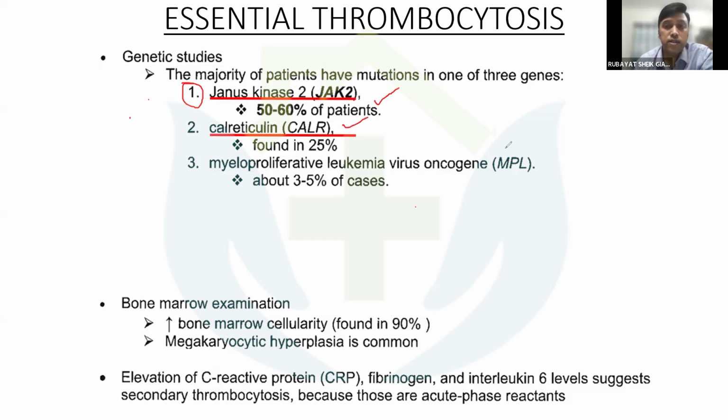What other genetic mutation has been seen in essential thrombocythemia? It's MPL, myeloproliferative leukemia virus oncogene. So you need to know all three names. This has come in exams recently. So what are the genes where the mutations are occurring in essential thrombocythemia? JAK2, CALR, and MPL. You have to remember these names.